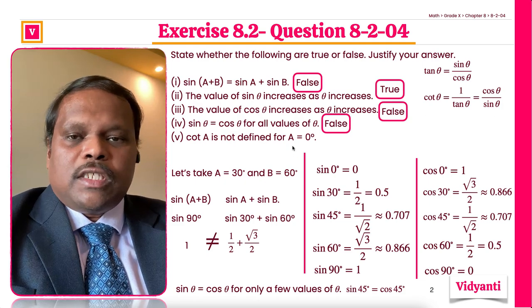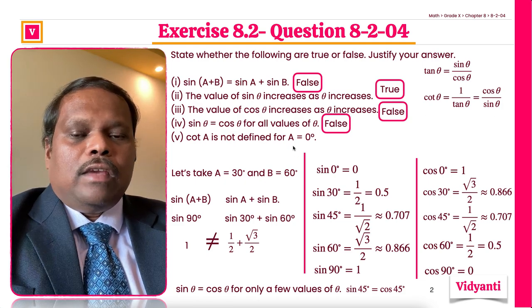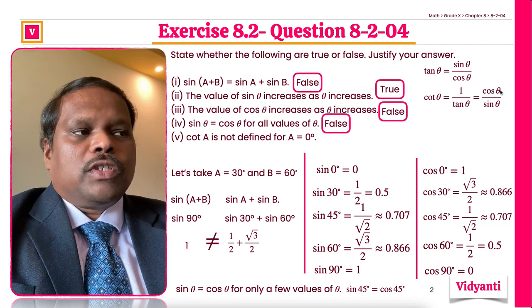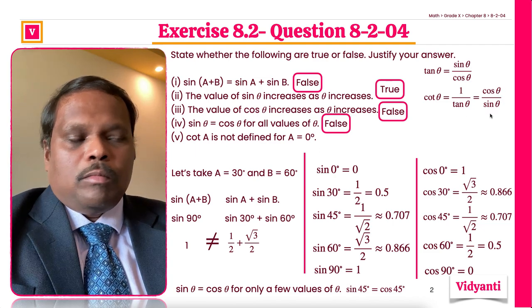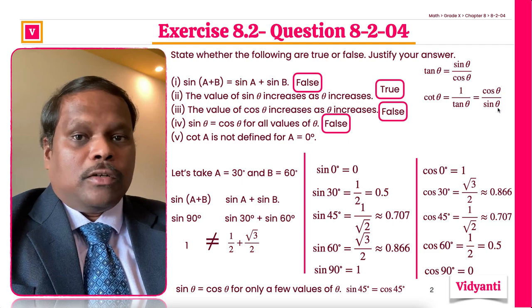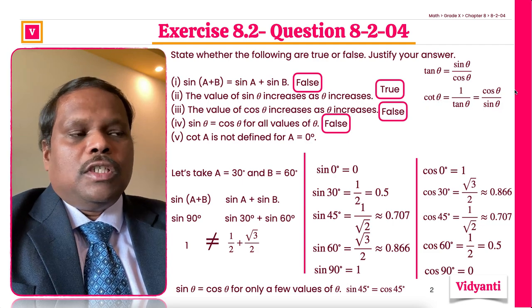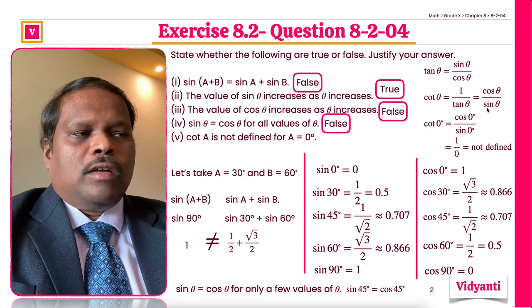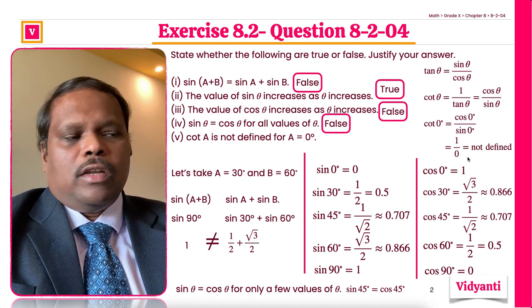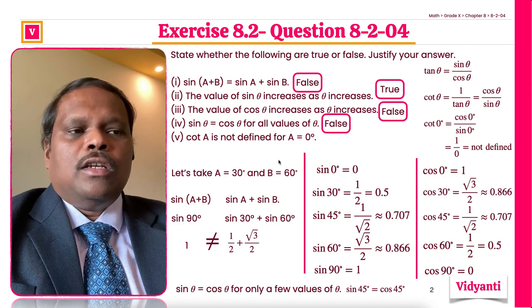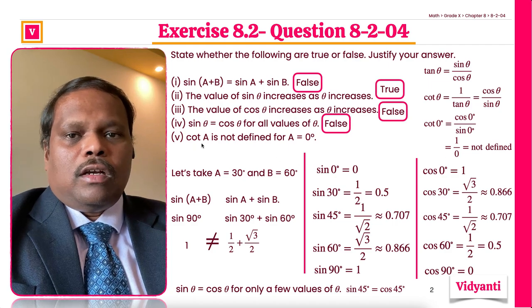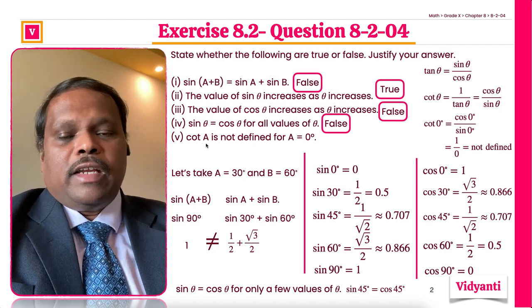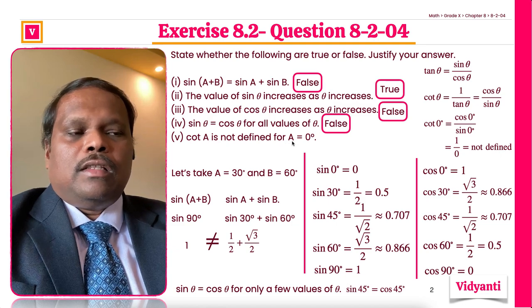Now for a specific value of angle A, which is 0 degrees, cosine of 0 is 1, but sine of 0 is actually 0. So cot of 0 is 1 divided by 0. And that is not defined. Division by 0 is not defined. So I will say cot of A, while it is defined for all other angles, is not defined for A equal to 0, so this statement is not false.